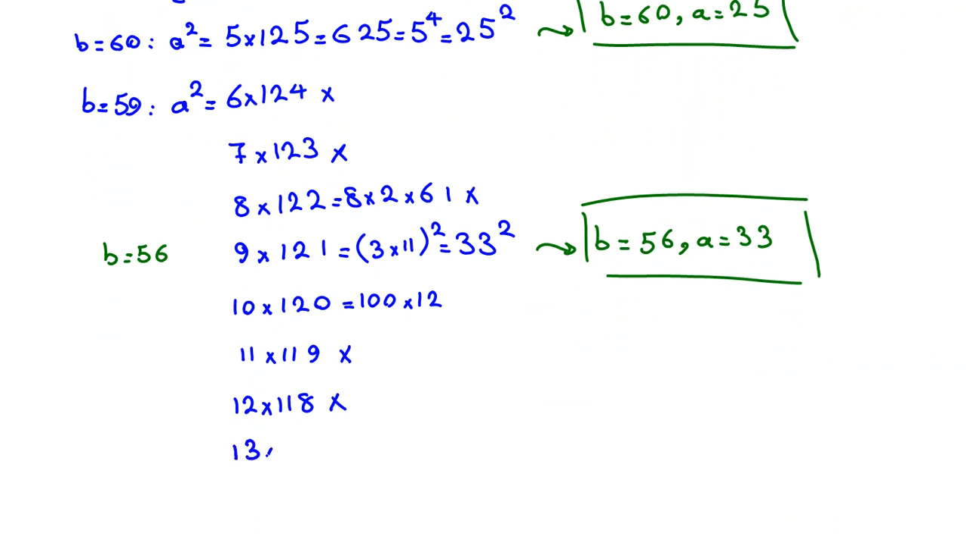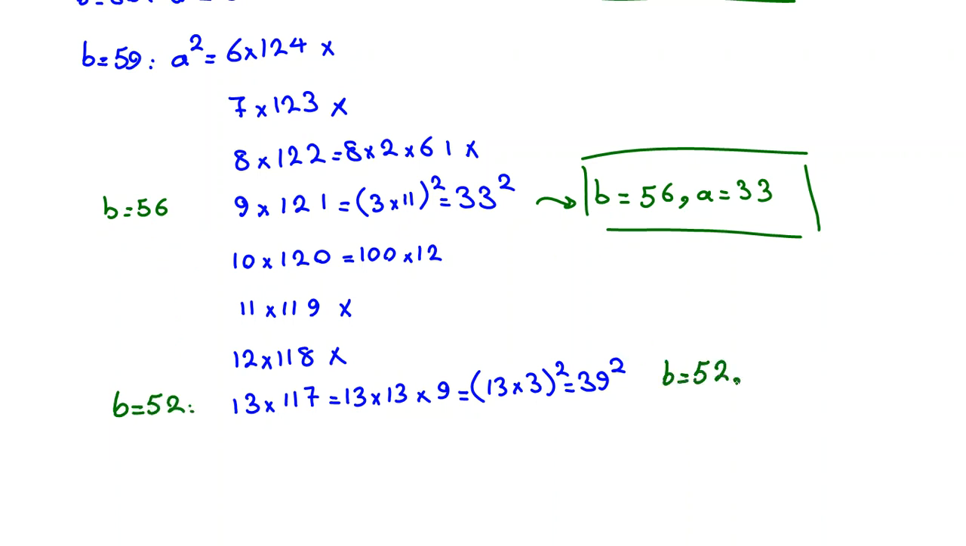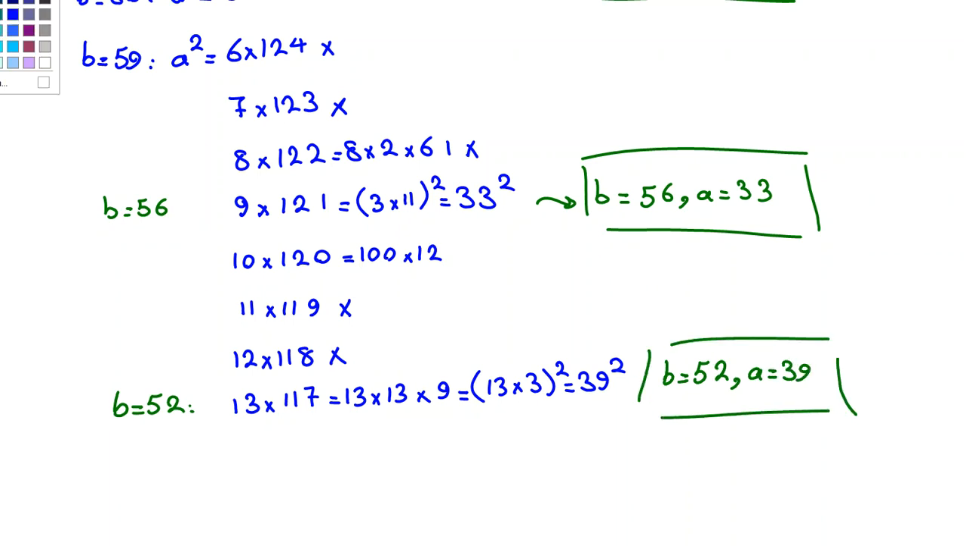The power of 3 is 1. 13 times 117. 117, is it a multiple of 13? Yes. So it's 13 times 13 times 9. Okay, it's again good. 13 times 3 squared, which is 39 squared. So A is 39 here. So if you check the case, 56, 55, 54, 53, 52. And B is 52, A is 39. Still B is greater than A. Let's continue.